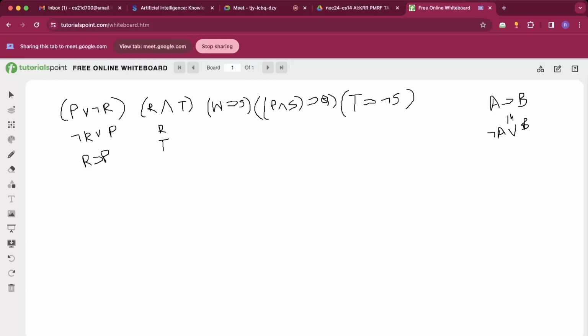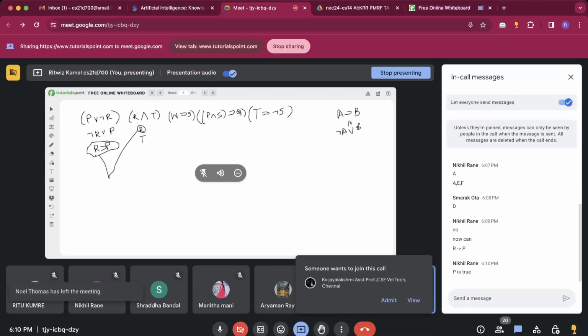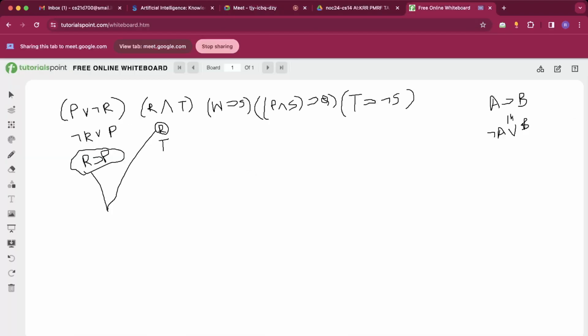Using this, R implies P and R, can we make any deduction? P is true, right? So we can say that P is true. What else can we deduce over here?